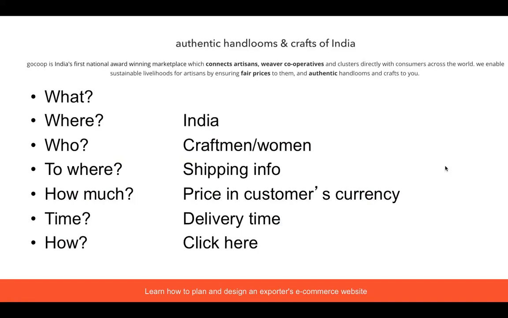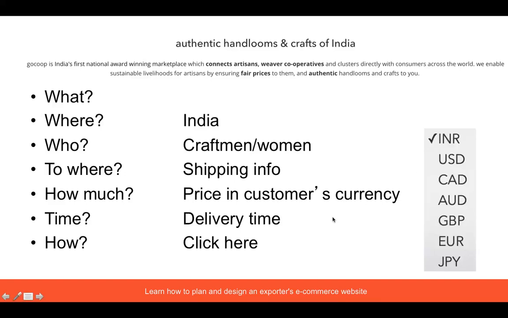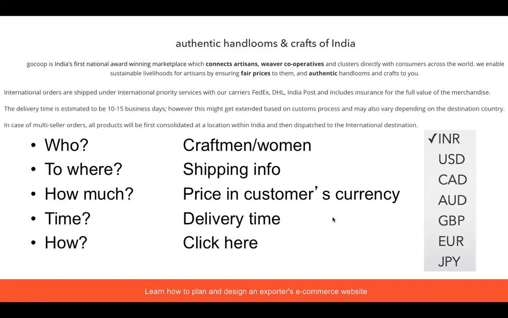Okay. Where? India. Who? Craftsmen, craftswomen. To where? Shipping information. Remember, we ship to those 13 countries. How much? Pricing, customer currency, and let's see the rest of the information here. So you can see, you can choose your currency because you want to know how much a sari is in your personal currency. And international orders are shipped under international priority services from carriers such as FedEx, DHL, India Post, and it includes insurance for the full value of the merchandise. How much time? The delivery time is estimated to be 15 business days.